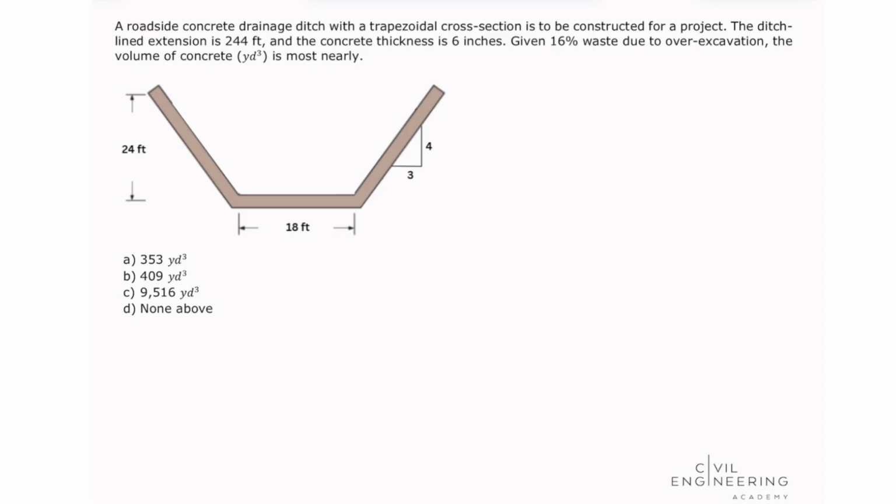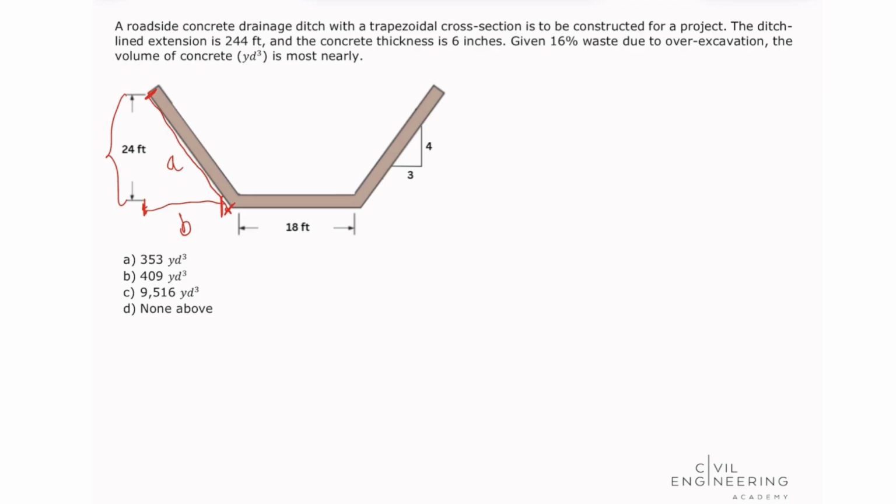So here we were given the cross-section, and we were given this dimension, and we can estimate this dimension, let's call this B, and the dimension that we're going to actually need to calculate the cross-section area of this trapezoidal ditch is going to be this one that I'm going to call A. The first thing that we can do here, we can do some triangle similarity. So let's start with that.